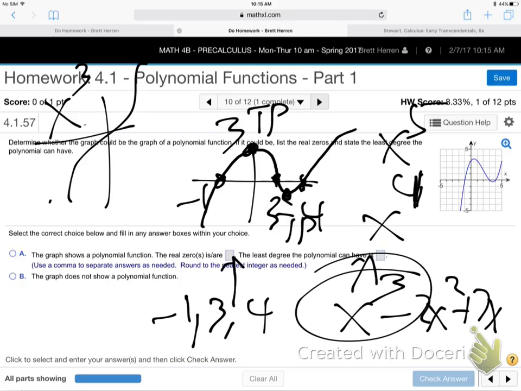So remember, the rule is at most. So third degree has at most 2 turning points, maybe less. Sometimes none. Right? So all we know is this thing is x to the third or higher because there's 2 turning points. It couldn't be x squared. But it might be x to the 7th. Who knows? Right? All right. So that's all they want on that.